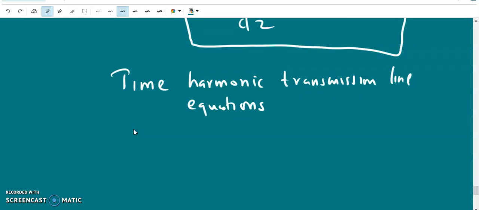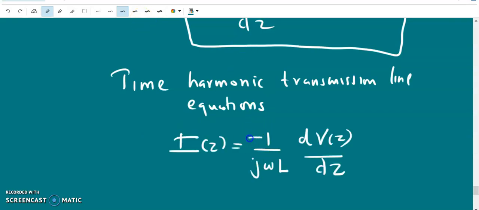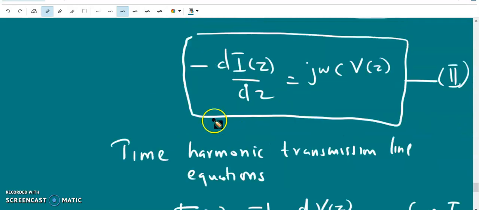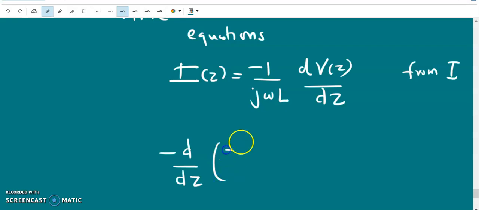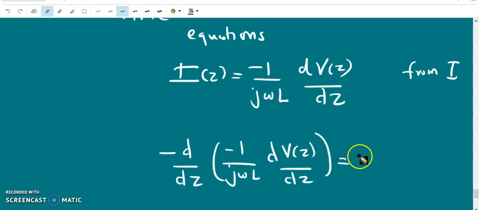We know that I of z is equal to minus 1 over j omega L into dV by dz from equation number 1. So substituting this in equation number 2, we get d by dz of I of z, that is d by dz of minus 1 by j omega L dV of z by dz, is equal to the right side, j omega C V of z.